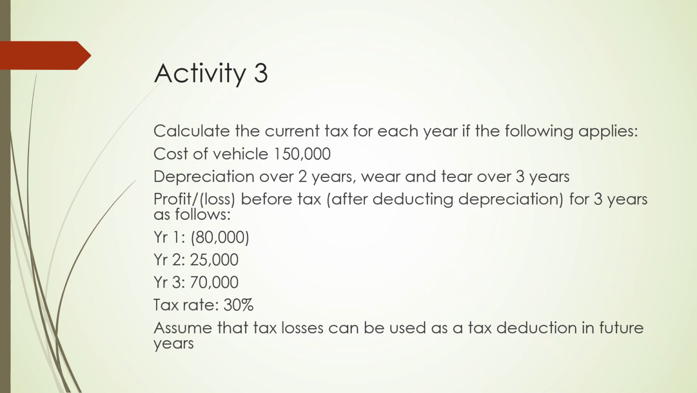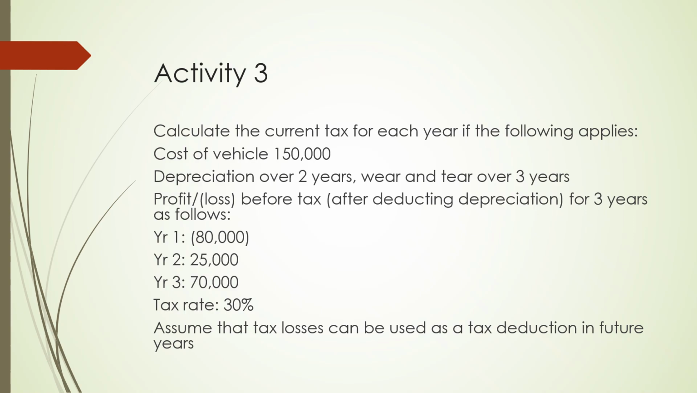Calculate the current tax for each year if the following applies. The cost of the vehicle is 150,000. We have depreciation over 2 years, while the tax authorities grant wear and tear allowances over 3 years. The profit before tax after deducting depreciation for the 3 years is as follows. In year 1, there's a loss of 80,000. In year 2, there's a profit of 25,000. In year 3, there's a profit of 70,000.